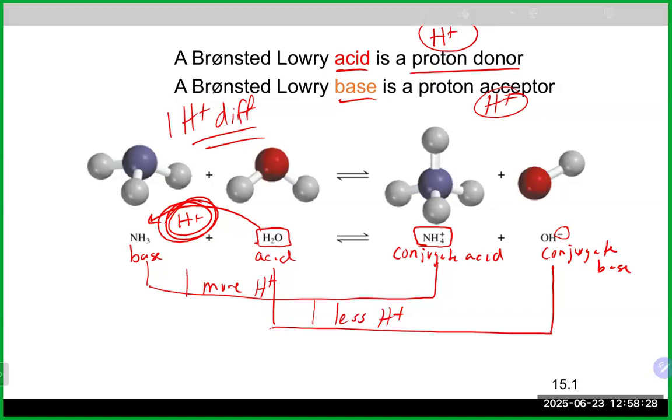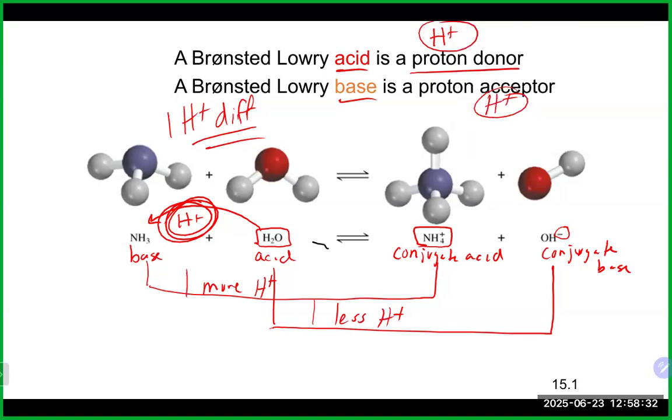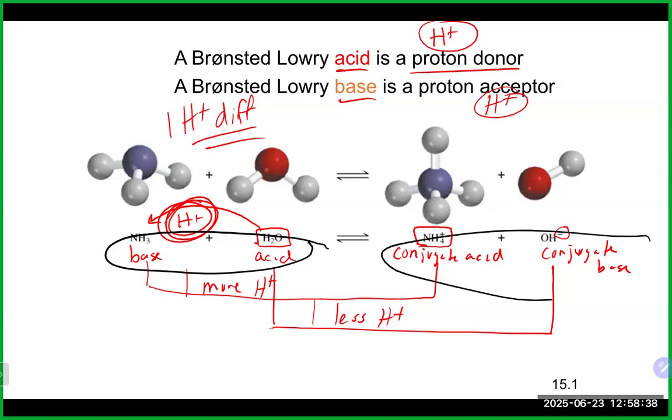You always find, when you look at an equation, your regular old run-of-the-mill acid and base on the left-hand side, the reactant side, and your conjugate partners on the product side. Yeah, so that is where you find each of these things when you look at it. Any questions on that?